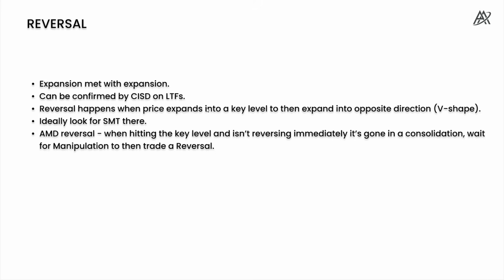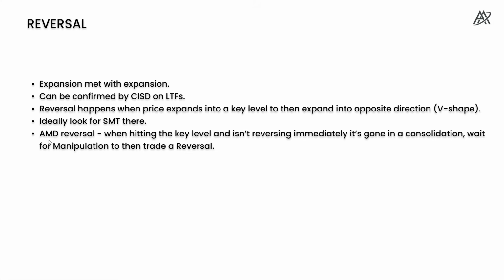Reversal happens when price expands into a key level to then expand into the opposite direction, which is also known as V shape, right? We expand into a key level and we expand away, right? And the key levels are again fair value gaps, order blocks, swing highs and lows, right? Those are the sweet spot to get a reversal. Ideally look for SMT there, right? For making it high probability, SMT or PSP.